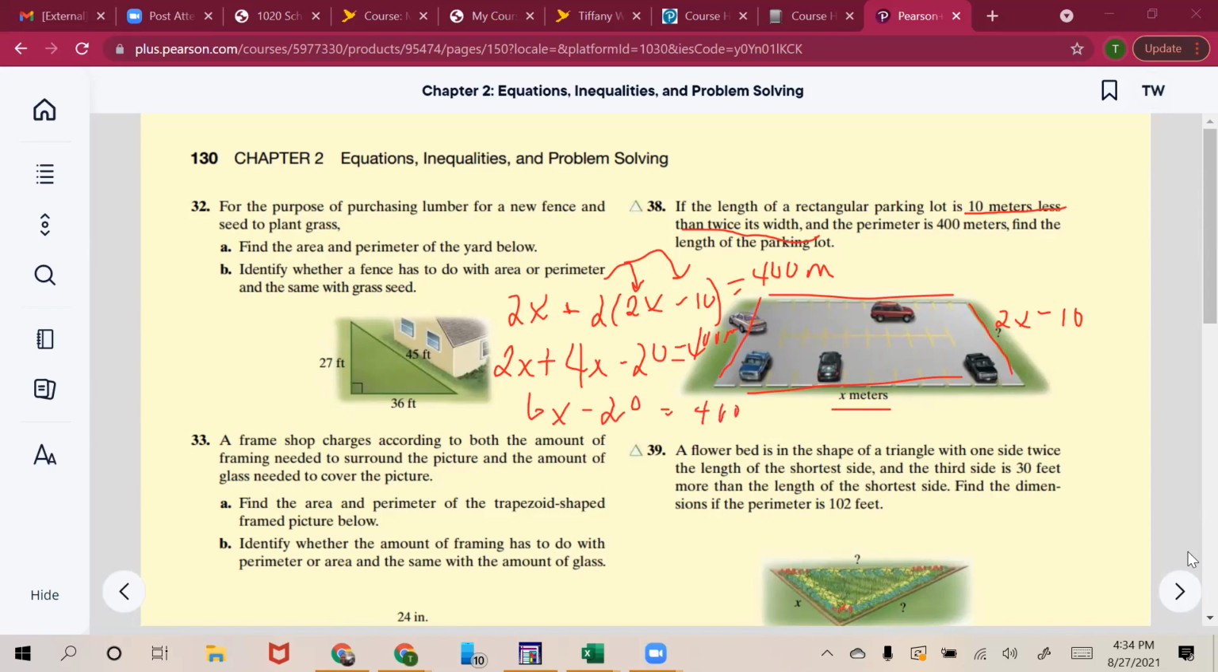I'm going to add 20. So I get 6x equals 420. I'm going to divide both sides by 6. So x is going to be equal to 70. So what we just found is the width. The width is going to be 70 meters because that's x. The length is going to be 2 times 70 because that's 2x minus 10. So 2 times 70 is 140, and 140 minus 10 is going to be 130 meters. So we got 130 meters. Awesome. All right.